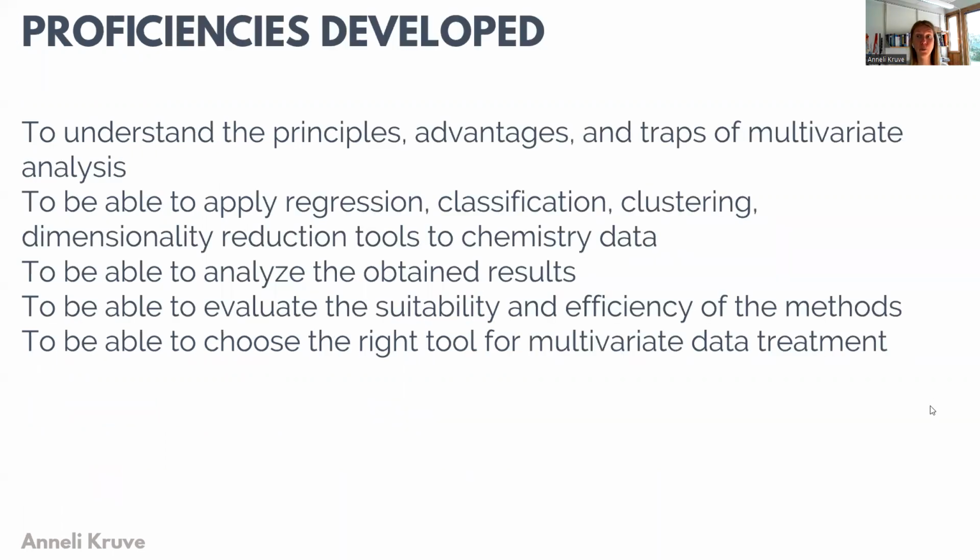Then what are you supposed to or expected to learn during this last part of the course? Generally, we aim to create some understanding about the principles, advantages, and traps of multivariate analysis for each of the methods. You should also become able to apply regression, classification, and clustering, as well as dimensionality reduction. And this is something that we are mostly doing in the labs, but also with practicing that yourself after the labs and completing your lab reports.